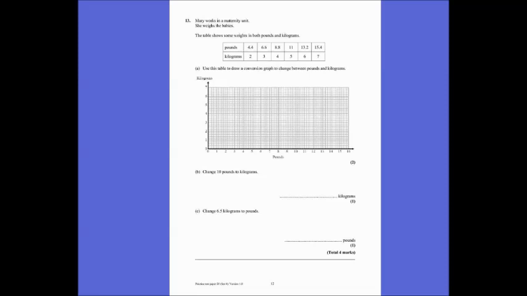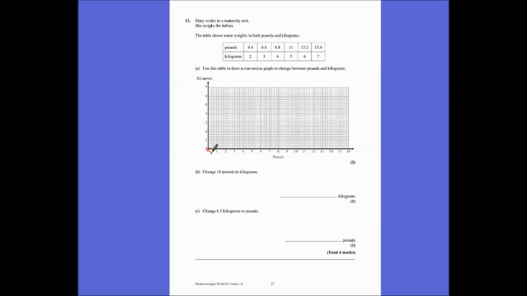Question 13. Mary works in a maternity unit and she weighs babies. The table shows some weights in both pounds and kilograms. Use this table to draw a conversion graph. So, we know that no pounds is going to be no kilograms, because if something doesn't weigh anything, it's going to be 0 on both of them.